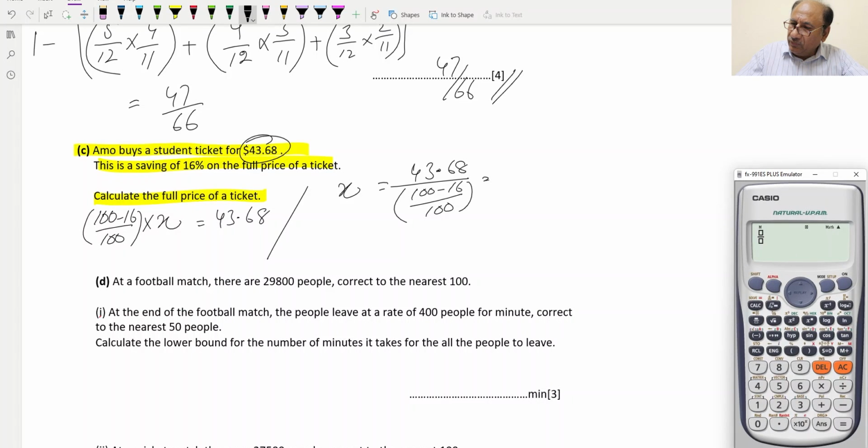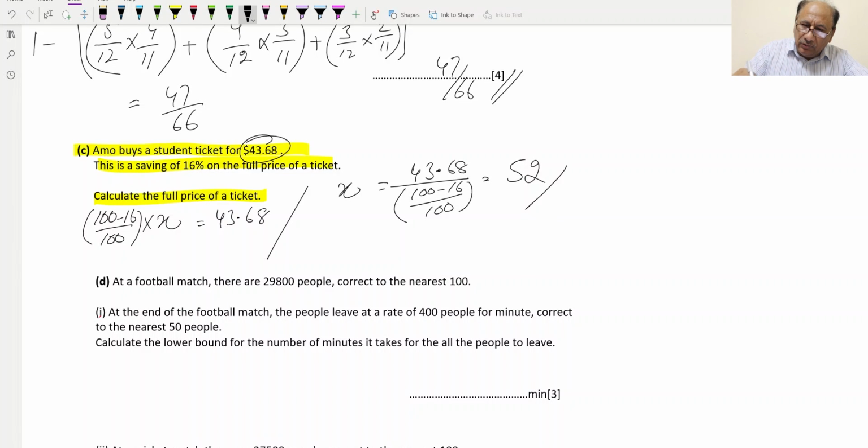So fraction 43.68 over, again fraction, 100 minus 16 over 100, bracket closed, and this is equal to 52. So this will be $52, basically dollars 52. This will be our final answer.